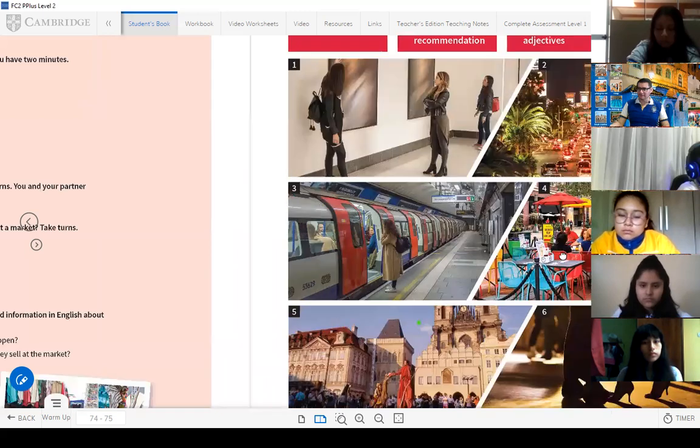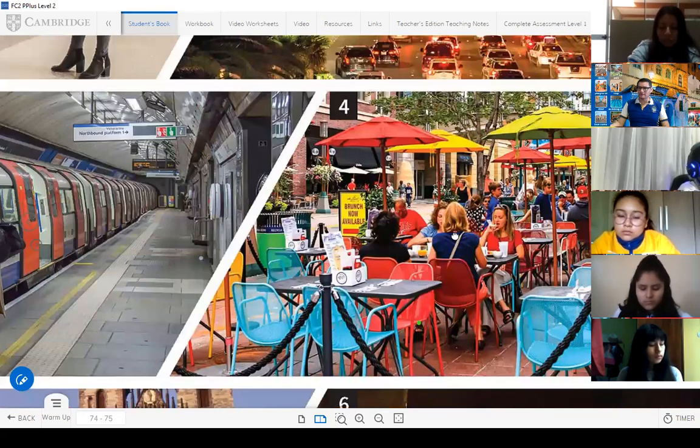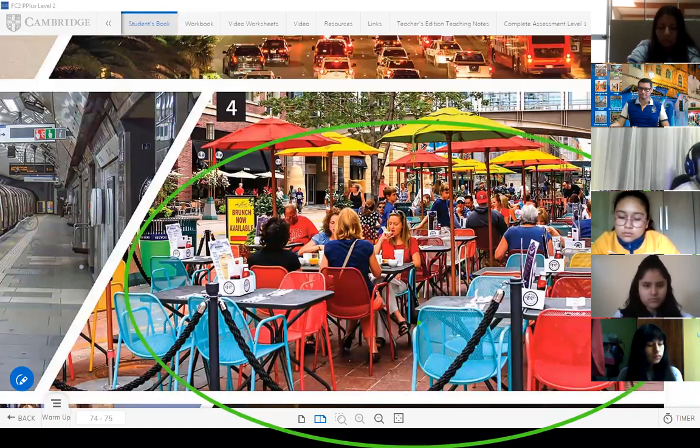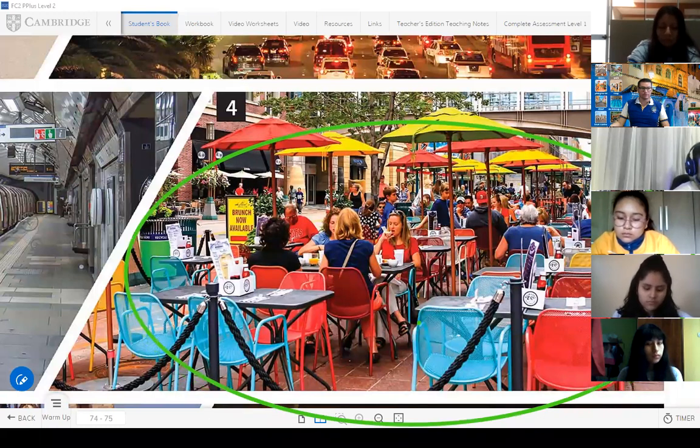Okay, now let's see. What do we have here? What's this? What do you think? Do you have a restaurant? Oh, very good, Castillo, ¿no? This is a restaurant, ¿no? And this is really, really nice. No, this is a restaurant on the street. On the street. Right?